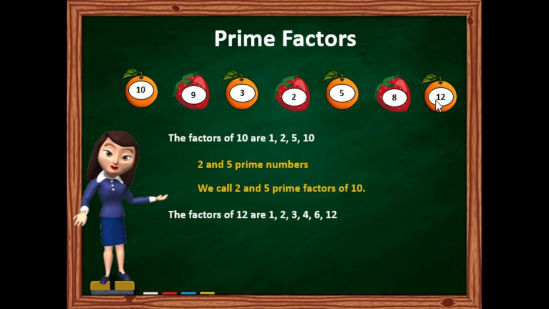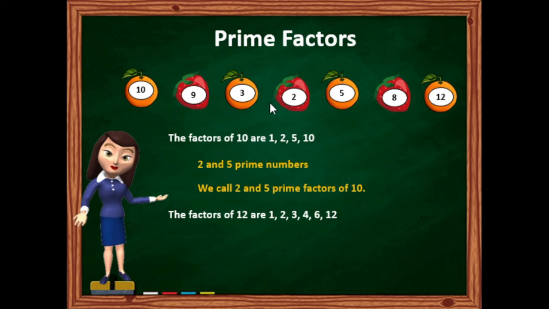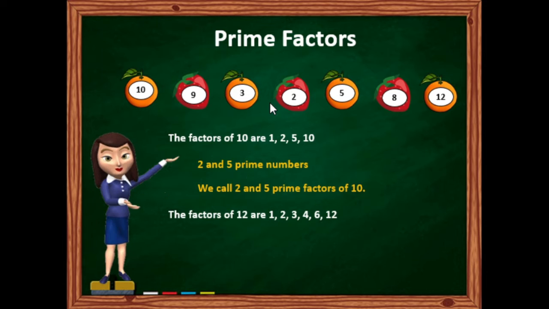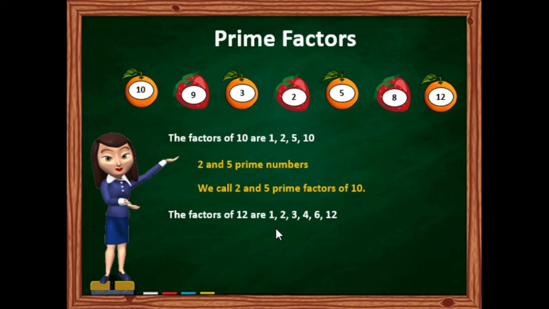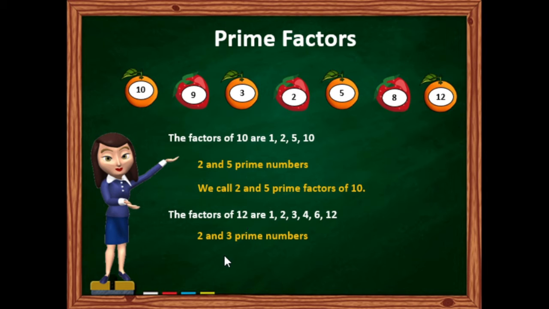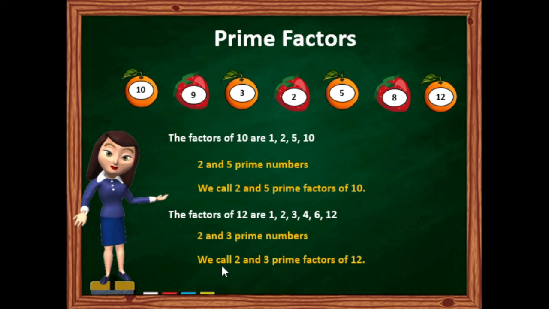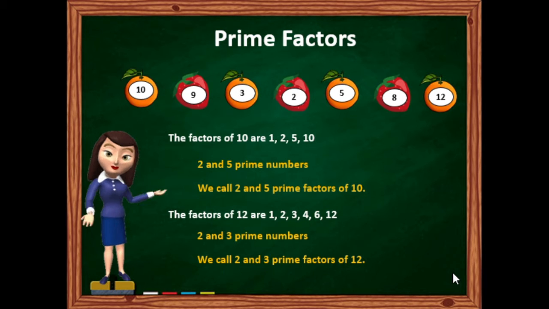How about 12? Choose among these. What are the factors of 12? The factors of 12 are 1, 2, 3, 4, 6, and 12. Choose what are the prime numbers. Remember, prime numbers are 2, 3, 5, and 7. 2 and 3 are the prime numbers in the factors of 12. Therefore, we call 2 and 3 prime factors of 12. For this lesson, you can refer to your book.